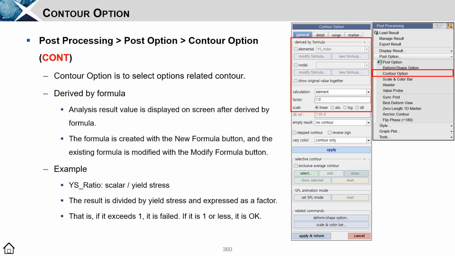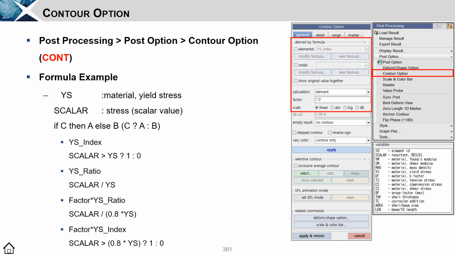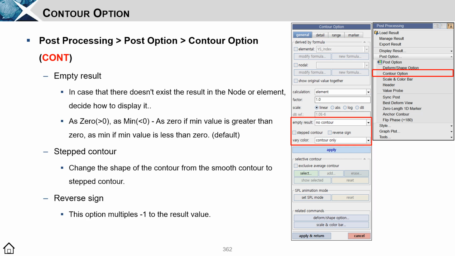The Show Original Value Together option also displays the original value in the Value Probe display window. This is the formula example using the predefined YS variable for the material yield stress. As shown on the screen, you can apply YS index, YS ratio, to the results using conditional statements. By using the empty result option, in case there doesn't exist the result in the node or element, you can decide how to display it.